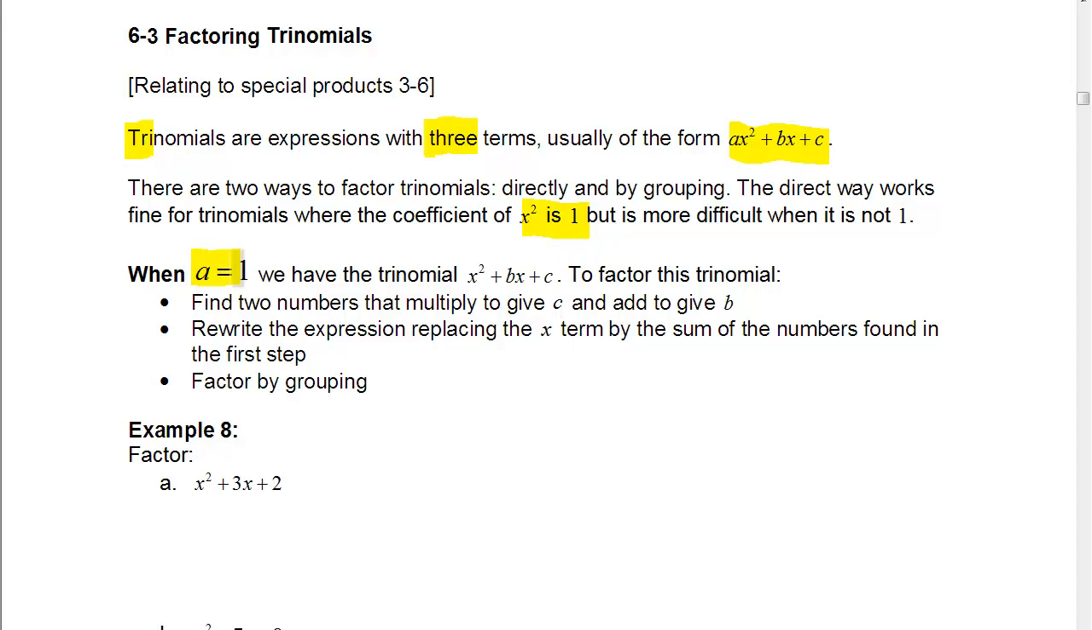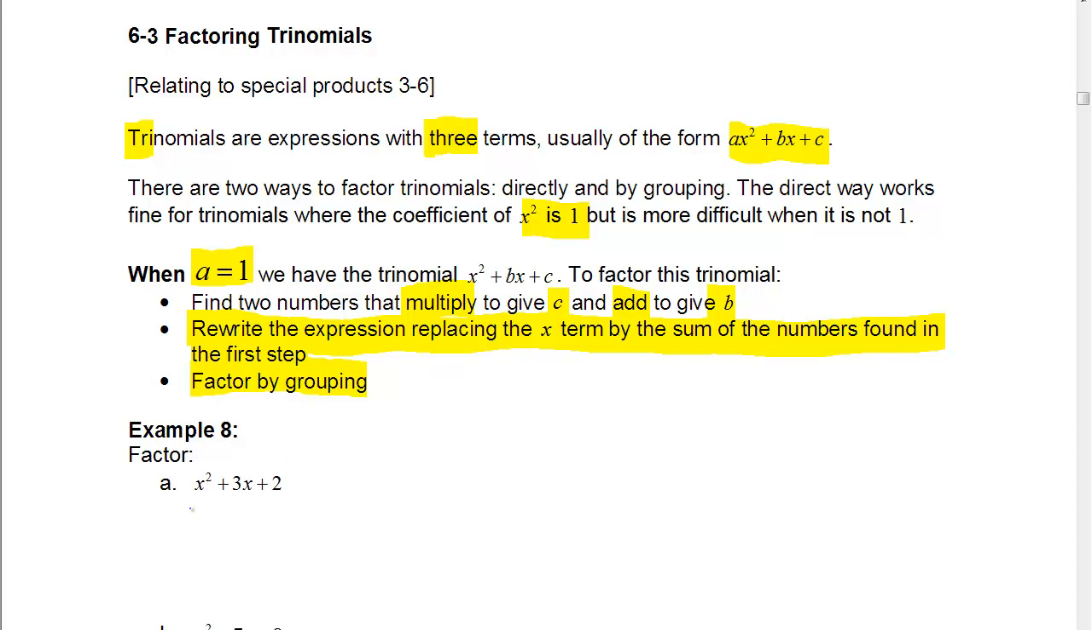So when a is 1, so this means the term in front of the x squared is 1, we find two numbers that multiply to give c, and add to give b. We're going to rewrite the expression, replacing the x term by the sum of the numbers found in the first step. That's what you do if you're going to factor by grouping. Okay, if you're going to factor directly, we can just do two brackets. So for now, we're going to factor these directly, and then we'll do by grouping for the more difficult ones.